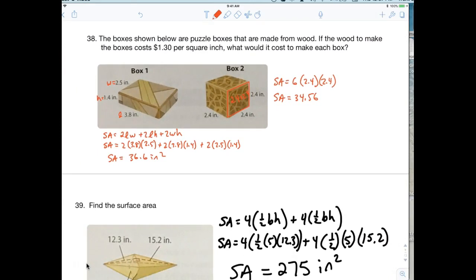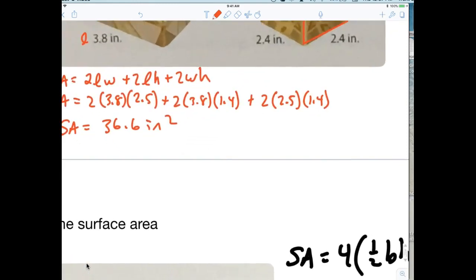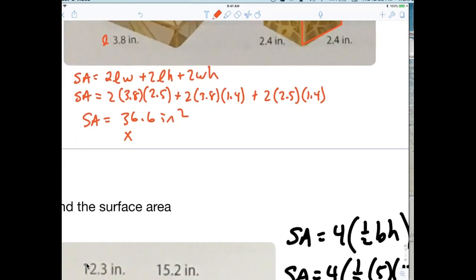Now it says if the wood to make the box costs $1.30 per square inch, what would it cost to make each box? So you would have to take 36.6 and multiply that by what? Yeah, times 1.30. And somebody tell me the cost for box number 1. Good. Somebody said $47.58. Good job. 47.58.